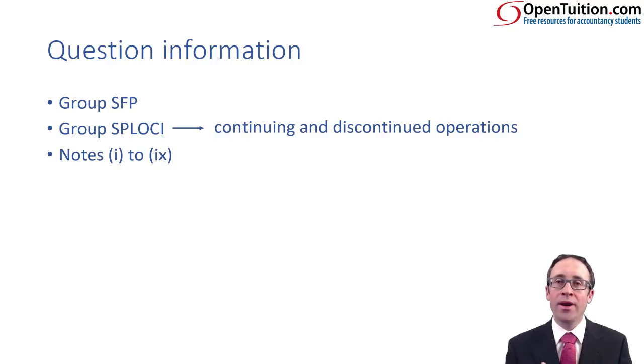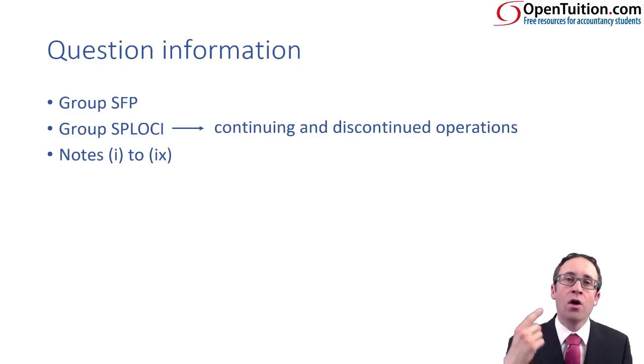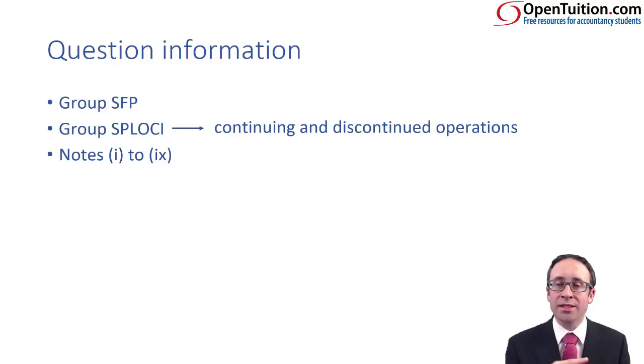Remember, whenever you're looking at the answer you're trying to get, you're looking for two things. You're either looking for a non-cash item or a cash flow, and we will adjust for those non-cash items or cash flows accordingly. Now it's important when you look at notes 1 through to 9 to know that each one deals with a particular part of the statement of financial position or a particular part of the question.